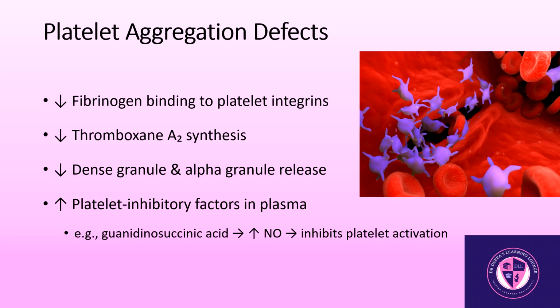Platelet aggregation defects represent one of the most important contributors in uremic bleeding. First, fibrinogen binding to GP2B3A is impaired. Second, the uremic patient produces less thromboxane A2, which is the key activator for platelet recruitment and granule release. Third, the granule release is defective. Both dense granules like ADP and alpha granules release poorly. Finally, the plasma contains increased concentration of inhibitory substances such as guanidinosuccinic acid, which stimulates nitric oxide formation. Nitric oxide is a powerful platelet inhibitor, further compounding the dysfunction in uremic patients.